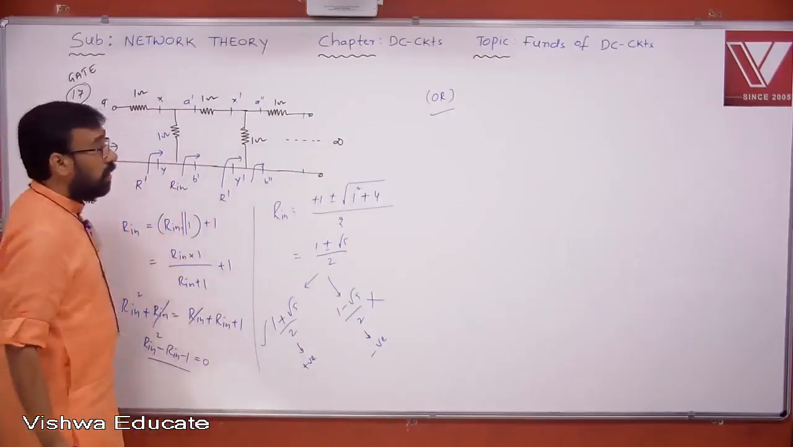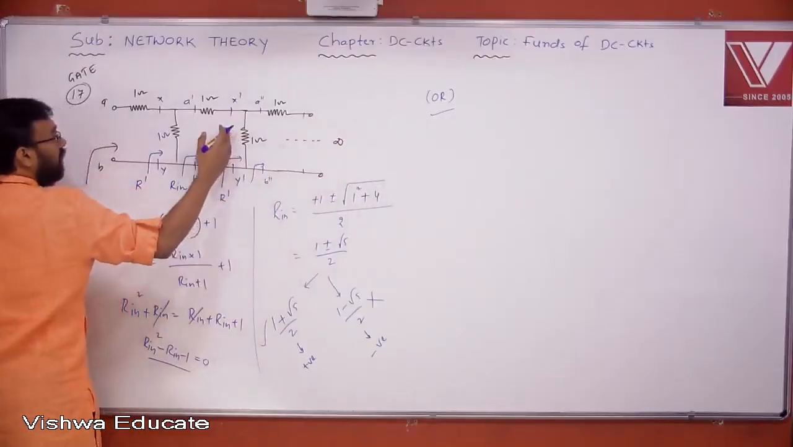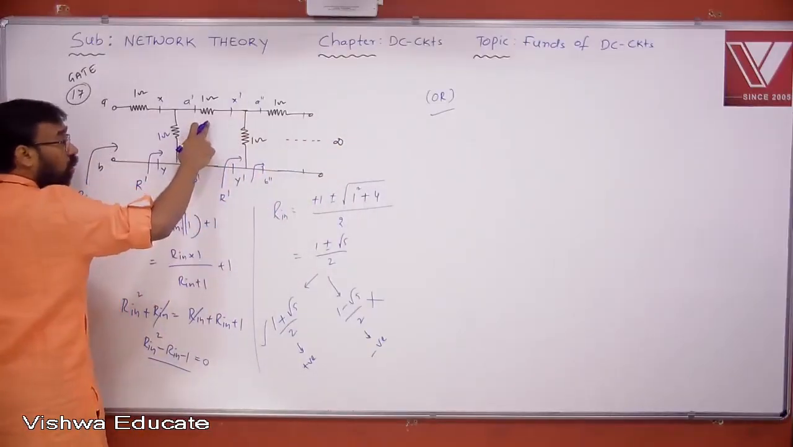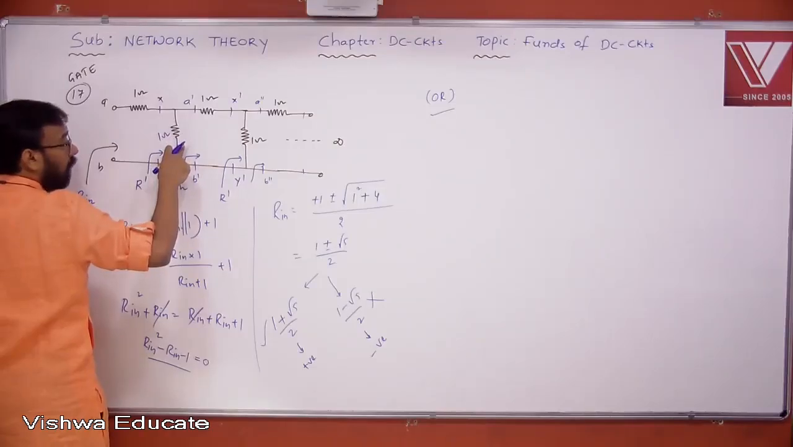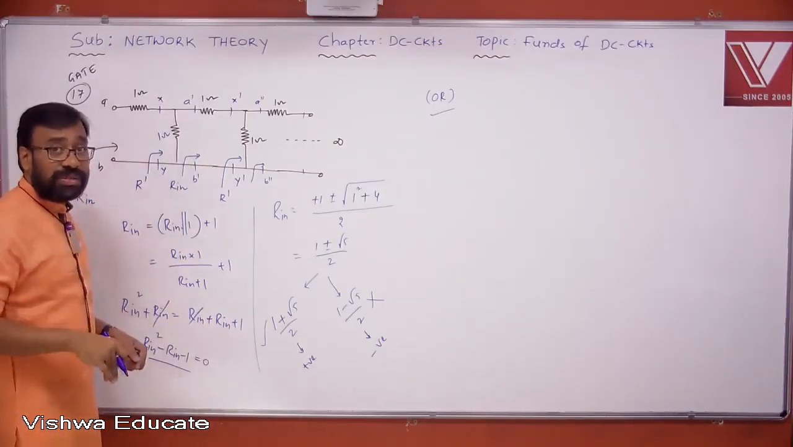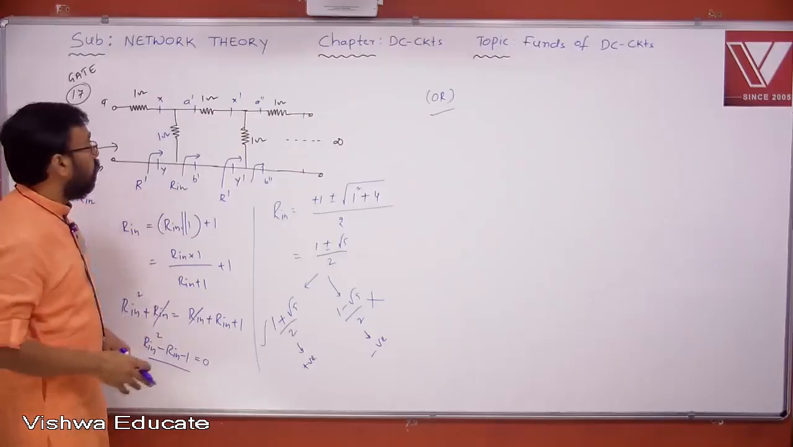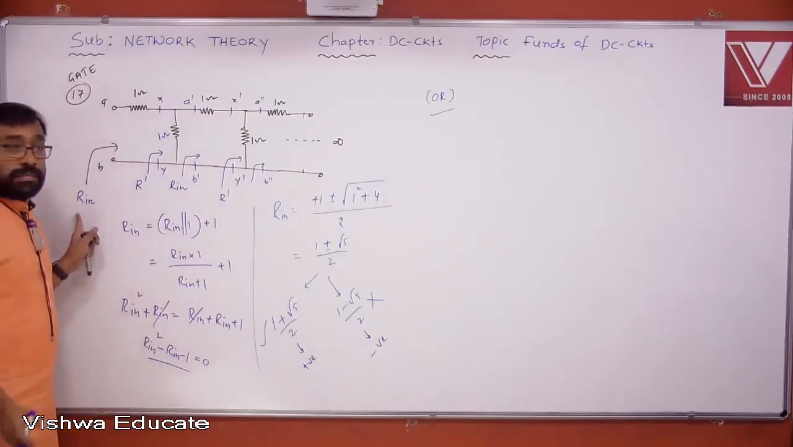Now, suppose I calculate R dash up to these 2 points. This R dash is in series with 1, that is in parallel with 1, and that must be equal to R dash. Now you solve for R dash. Once you get the R dash value, you add that R dash to 1 to get the value of Rn. This is also correct.